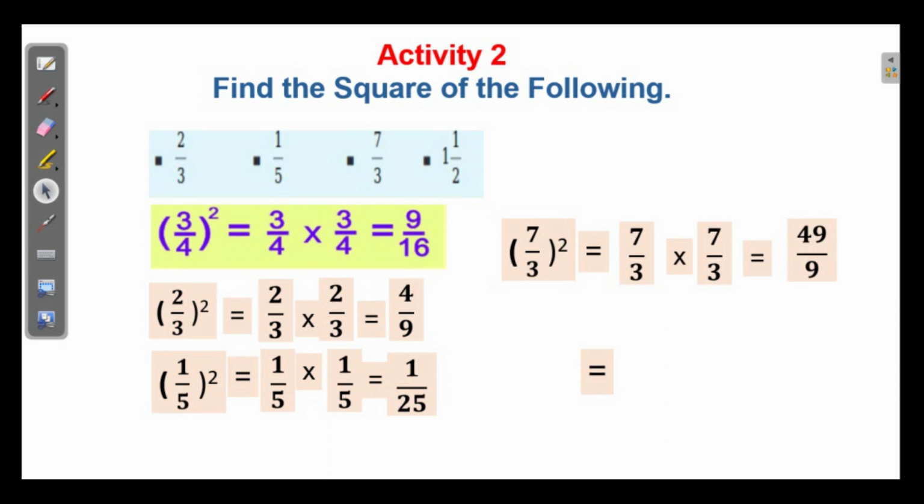Then 7 by 3 whole square is 7 by 3 into 7 by 3, which is equal to 49 by 9. And 1 1 by 2 whole square is equal to, first we have to make the mixed fraction an improper fraction. So, it is 3 by 2 whole square and it is 9 by 4.